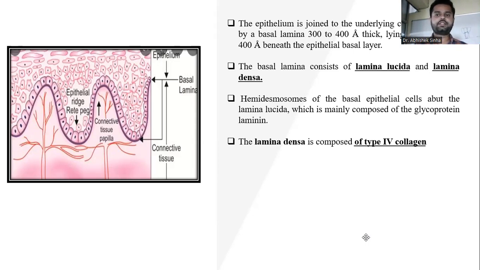This basal lamina contains two layers, lamina lucida and lamina densa. Lamina lucida is more towards the epithelial surface, while lamina densa is more towards the connective tissue surface. Hemidesmosomes of the basal epithelial cells lie above the lamina lucida, which is mainly composed of glycoprotein laminin. Lamina densa is mainly composed of type 4 collagen.